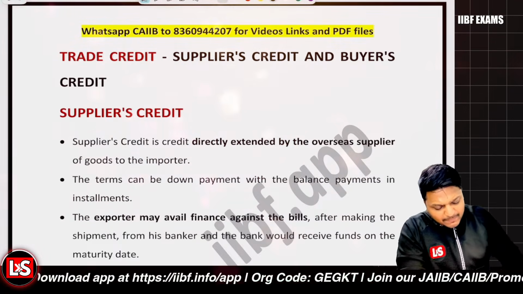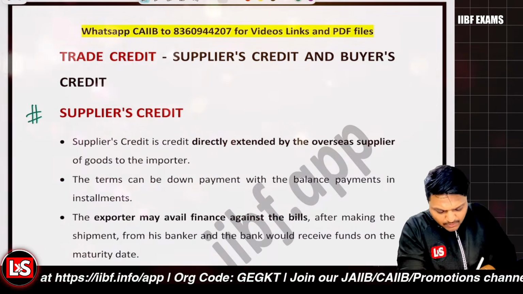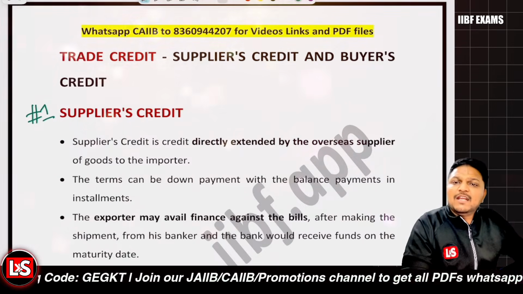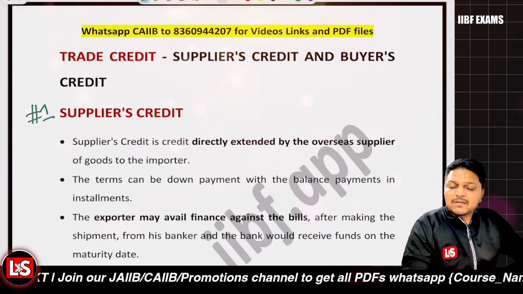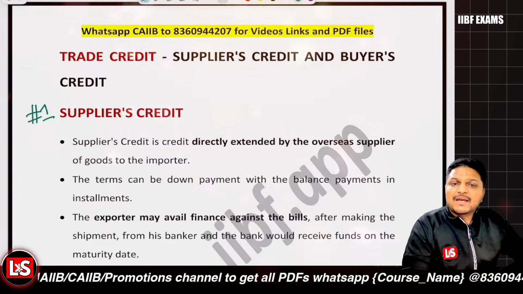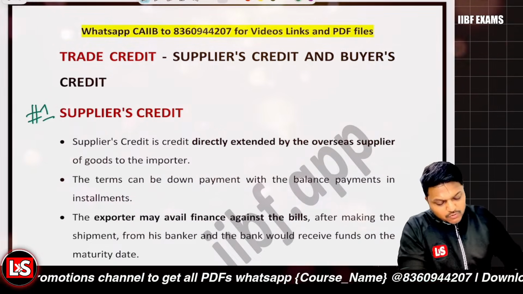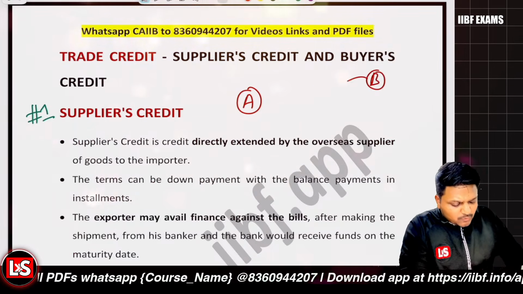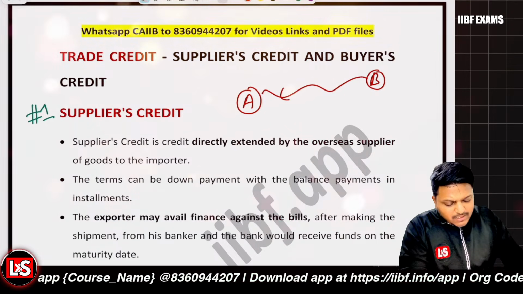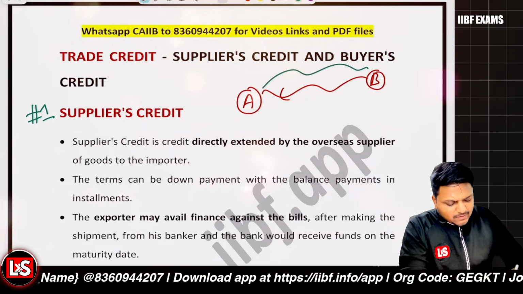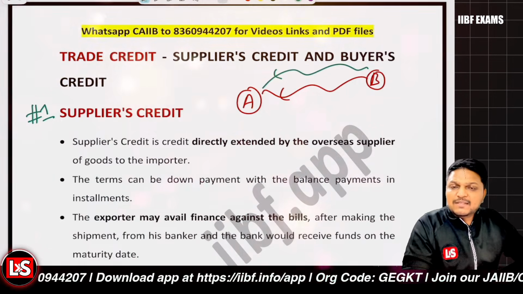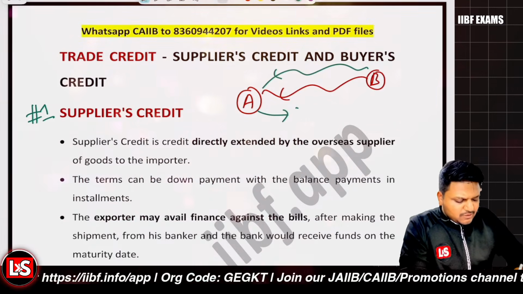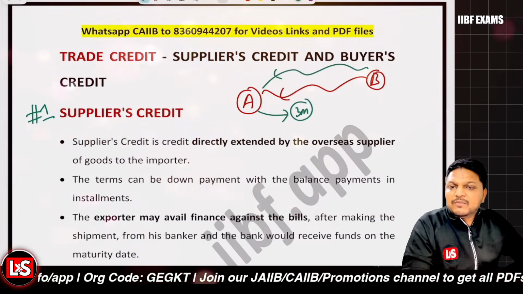And what do you mean by supplier's credit? This topic is very much important. Supplier's credit is a credit arrangement where the overseas supplier or the exporter extends the credit to the Indian importer. So we have the Indian importer, person A, and the overseas supplier, person B. The overseas supplier has exported the goods and has given a credit period to person A, that person A can make the payment, let's say, after 3 months.